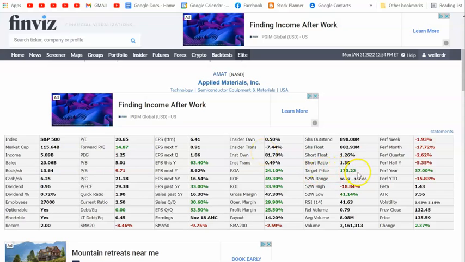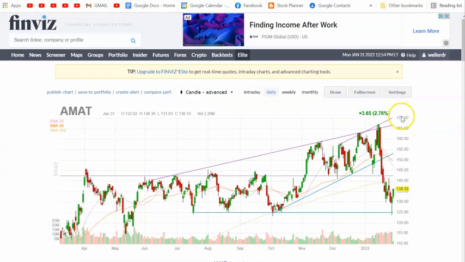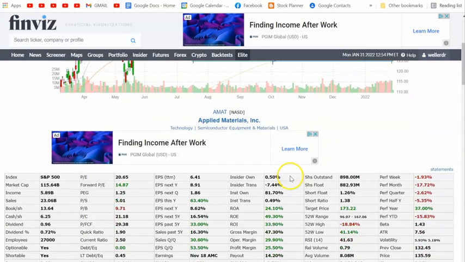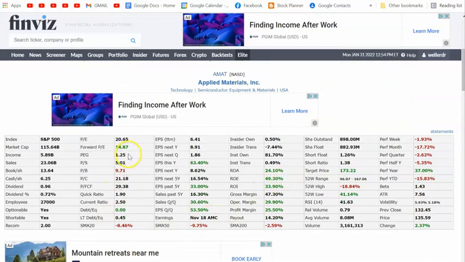Again, that target price is 173. That's way up in here somewhere. That's a lot of movement, according to Finviz. And this is a very profitable company. Forward PE and the PE are all positive. It has a buy recommendation. It is shortable and optionable if you want to go both ways.